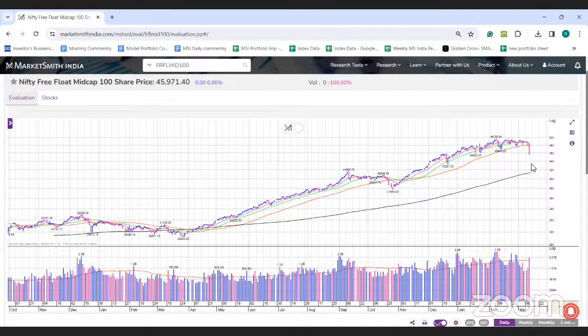Once the mid cap index comes above the 50 DMA, then that will be a very safe zone for a further rally to start in the mid cap. Otherwise, we might see some consolidation below the 50 DMA level.